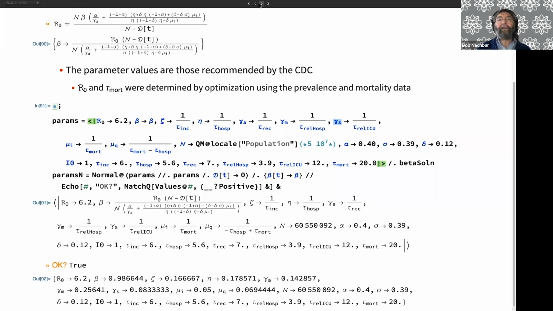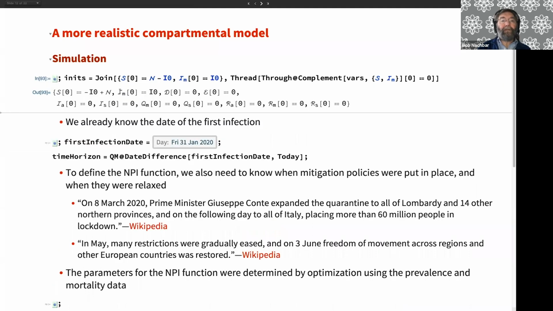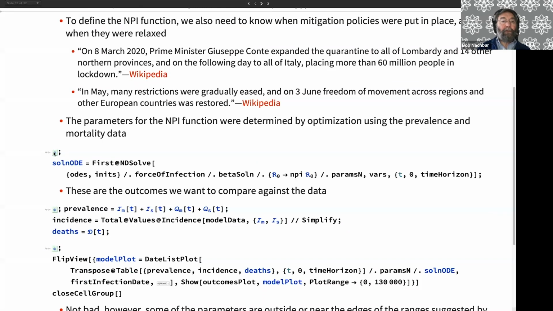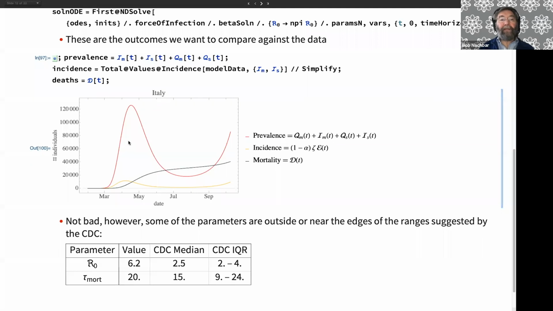And then we can do a simulation. First, we compute the initial conditions as we did before. Everybody's healthy except for a few sick people here. And the first infection date was reported to be January 31st, so we set that. And the time horizon, we can do a differential equation solution and then compute the outcomes. And we can then see how the model compares against the data.